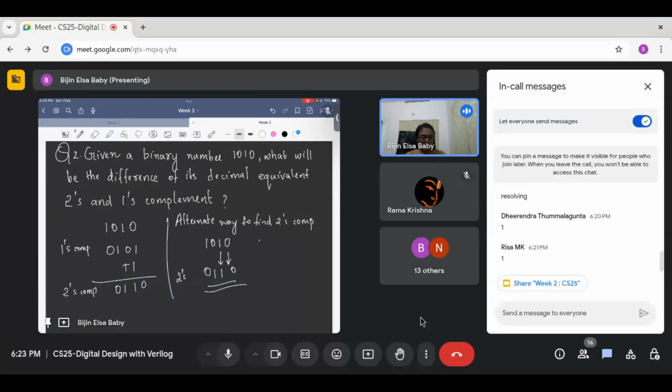Another example, if I show you 1101, you have to write the same as the input till the first one. So here the LSB itself is 1. So after this, you need to take the complement: 1, 0, 0. Got it?